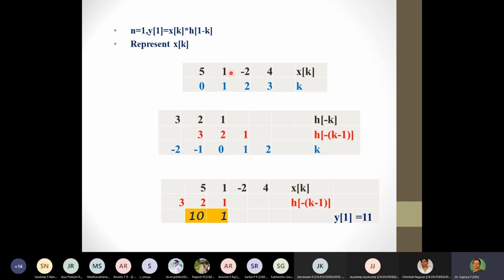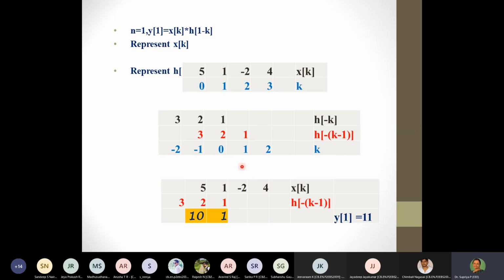So once we have got this, we have 5, 1, minus 2, 4, which is the same as x of k. After that, we try to represent h of k, and h of k is going to be equal to h of minus k. Next, we try to get h of minus k minus 1, whereby it will be shifted towards the right by 1 position. So we will have it as 1, 2, and 3, which is either h of minus 1, h of 1 minus k, or h of minus of k minus 1, because when you consider this, this becomes 1 and this becomes 1 minus k.